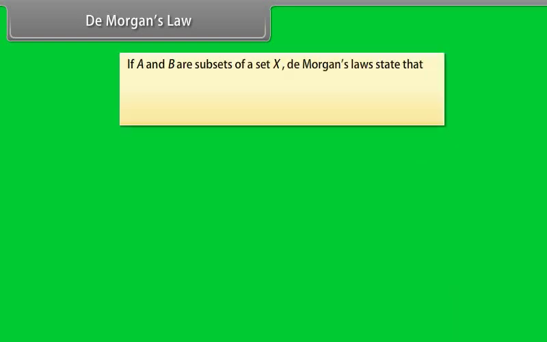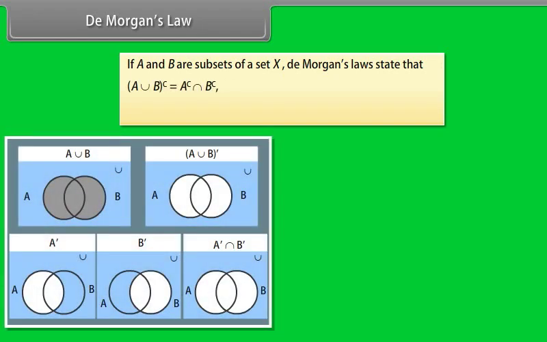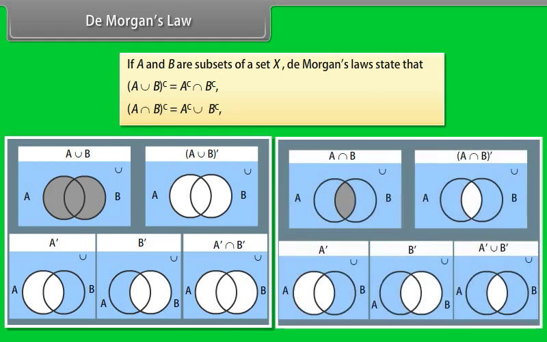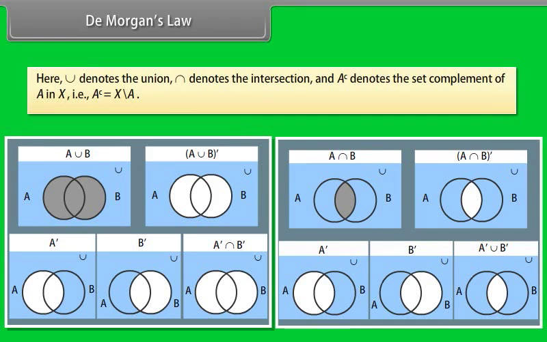If A and B are subsets of a set X, De Morgan's law states that complement of A union B is equal to complement of A intersection complement of B. Complement of A intersection B is equal to complement of A union complement of B. Here, this denotes the union, this denotes the intersection, and this denotes the set complement of A in X.